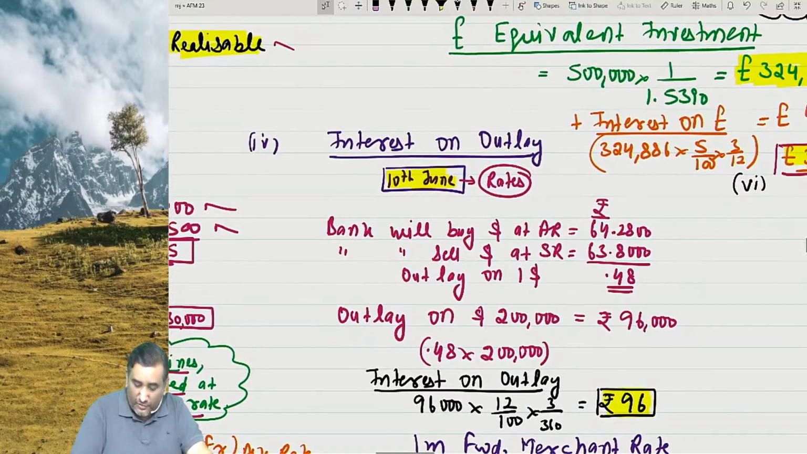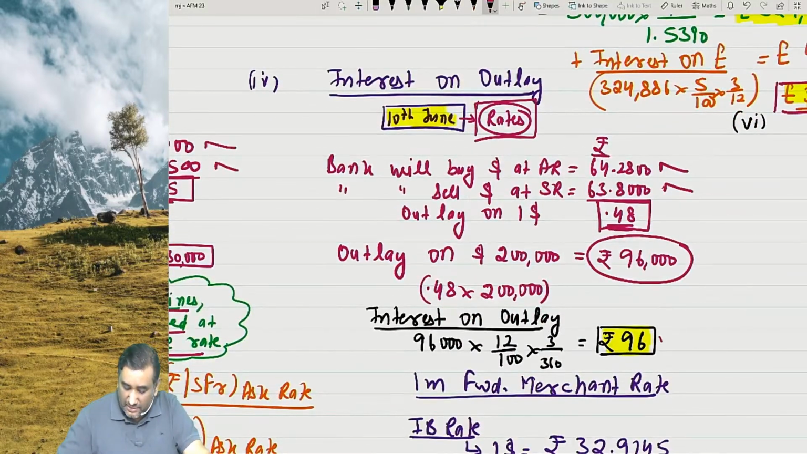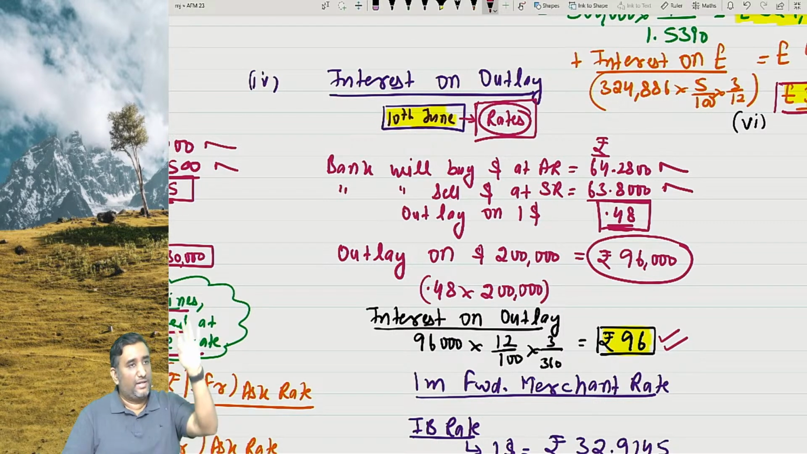So rates are of 10th June. 64.2800 minus bank will sell at 63.8000. It's 0.48. 96,000 and 3 days interest would be 96, which comes out. Actually he asked unsystematically. If he would not have asked, I would have done systematically. 10th June 2 transactions, 13th June 3 transactions, then I will say whether you want to cancel, extend or what you want to do, let me know.